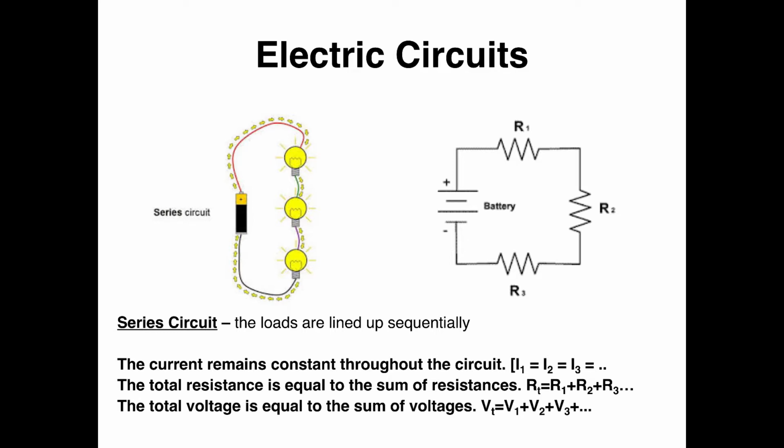The voltage is summed, so that if you measure the voltage at R1 and at R2 and at R3, if you add those three voltages together, you get the total voltage that would be produced at the battery. So the resistances are summed and the voltages are summed. And remember, at each resistance, V1 is equal to IR1, V2 is equal to IR2, V3 is equal to IR3, and so forth. So Ohm's law applies throughout the circuit.